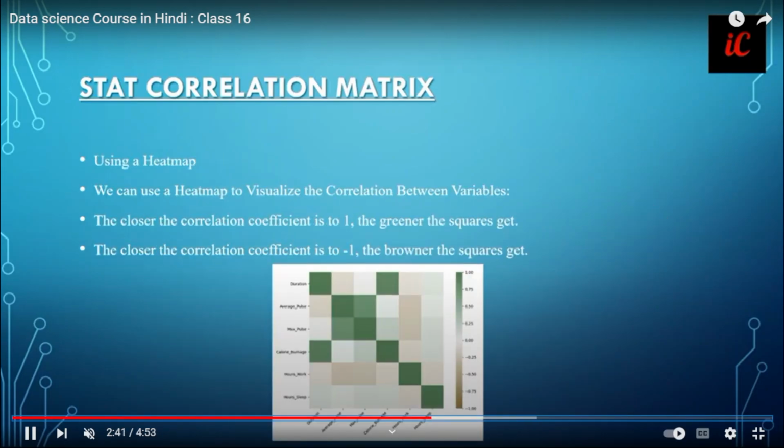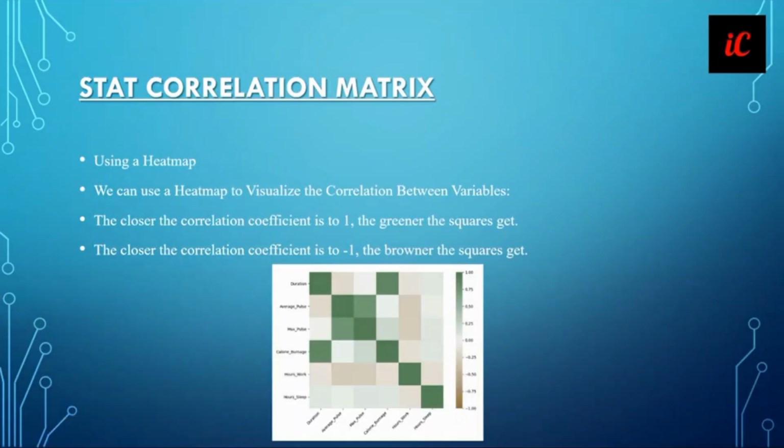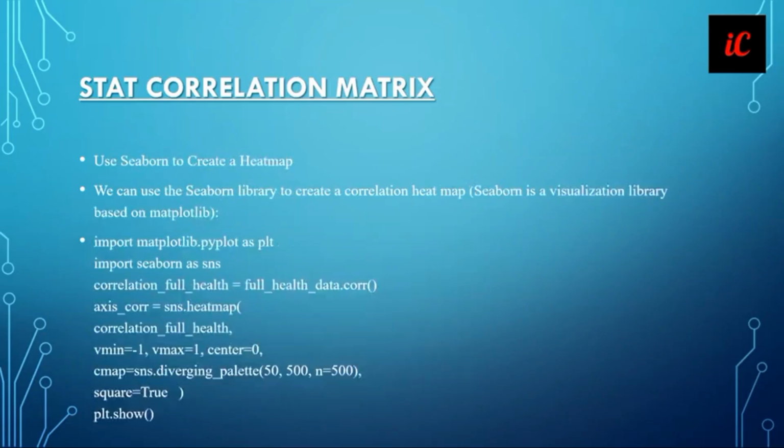The other option we have is using a heat map. How to use a heat map here? The example is already given here. We can use the heat map to visualize the correlation between the variables. It will show how the variables are correlated to each other. The closer the correlation coefficient is to 1, the greener the square gets.